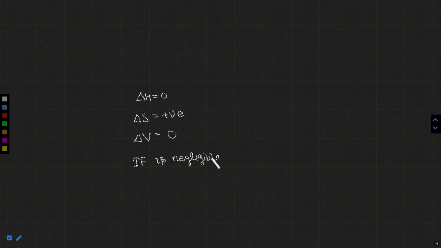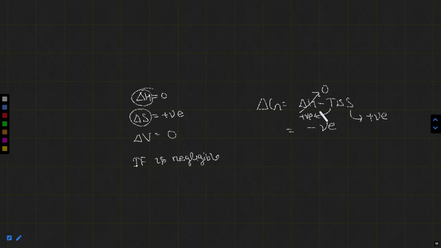Now since delta H is 0 and delta S is positive, we can calculate delta G, which is delta H minus T delta S, and we will get a negative value. How? Delta H is 0, delta S is positive, and the absolute temperature is also positive. This product is positive, and it has a negative sign in front of it. So delta G will be negative.